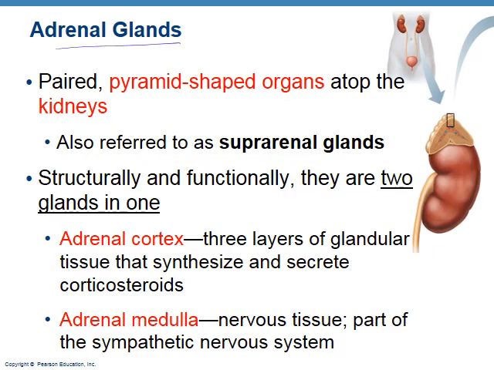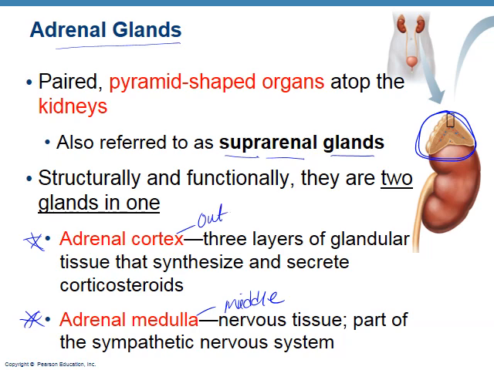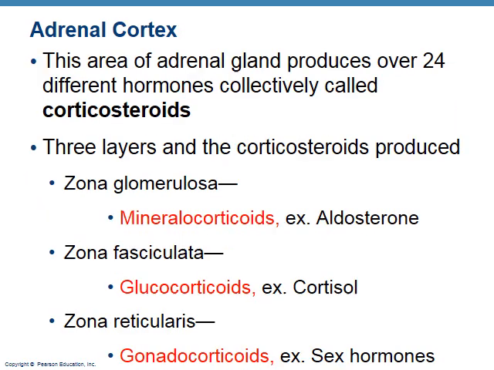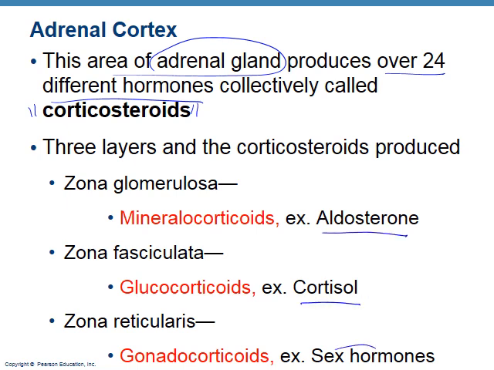Now we move on to adrenal glands. So these are the pyramid-shaped organs on top of the kidneys. Sometimes they're called suprarenal glands. There's actually two glands in one. There's the medulla, which is thought of as the middle, and the cortex, which is thought of as the outer ring. The cortex produces many different hormones, collectively called corticosteroids. We're going to focus on the main ones. We're going to look at aldosterone, cortisol, and when I say sex hormones, hopefully you can think of estrogen, progesterone, and testosterone.